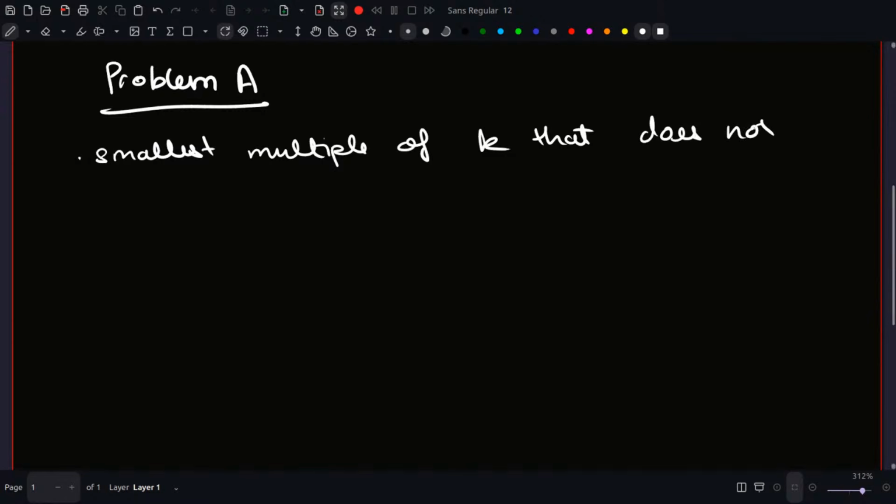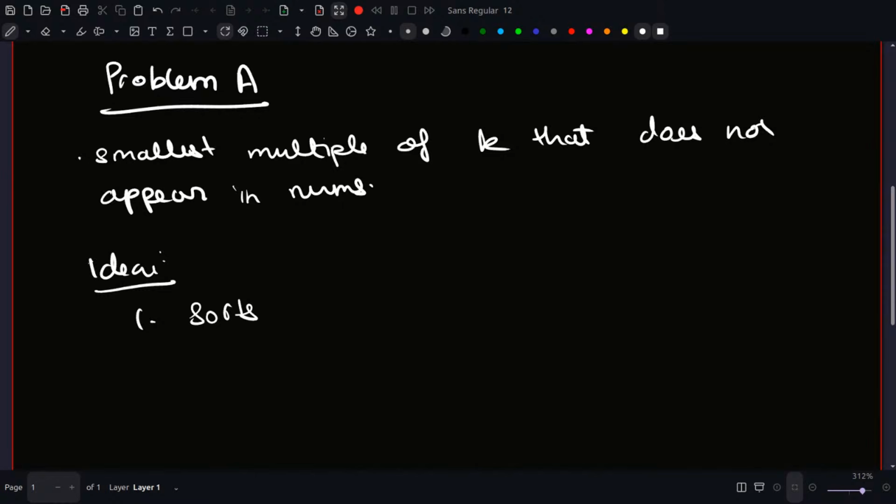All right. So I'll just tell you the solution directly since it's mostly just the implementation part. Here's the idea: we're going to first sort nums. And then the second thing we're going to do is set the missing value. So let's say missing is equal to K.